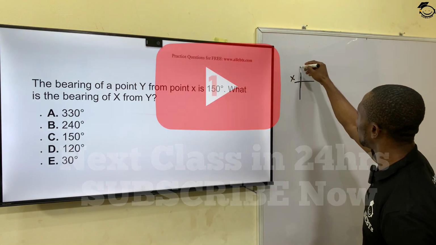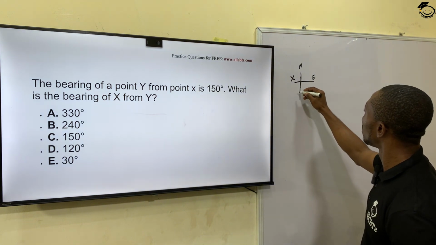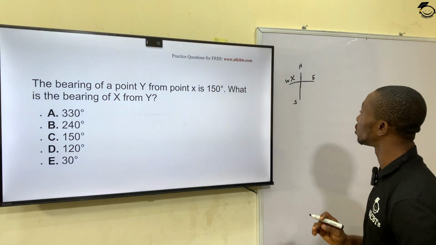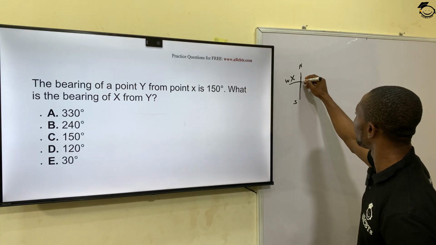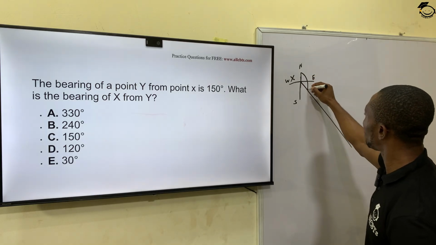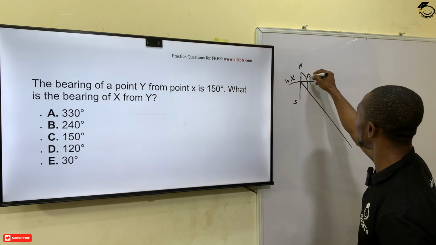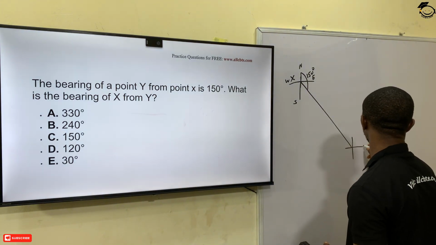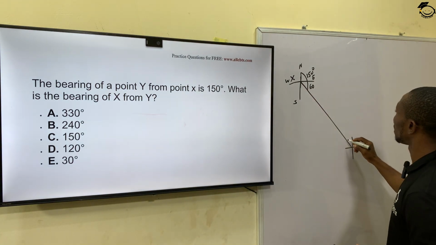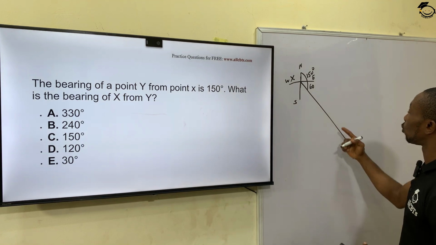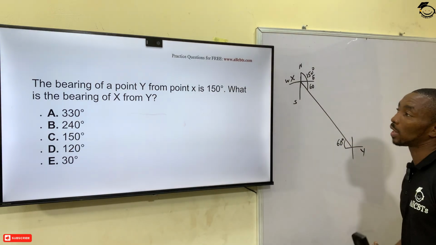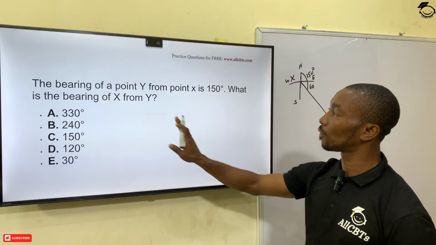So if we look at our coordinates, we have our north, east, west, and south. Now, each of these quadrants is 90 degrees. So our 150 will fall between our east and south, which gives us 90 plus 60, which gives us 150 degrees. So if we do this at point y, if we run our alternate angles, this angle here will be what? 60 degrees.